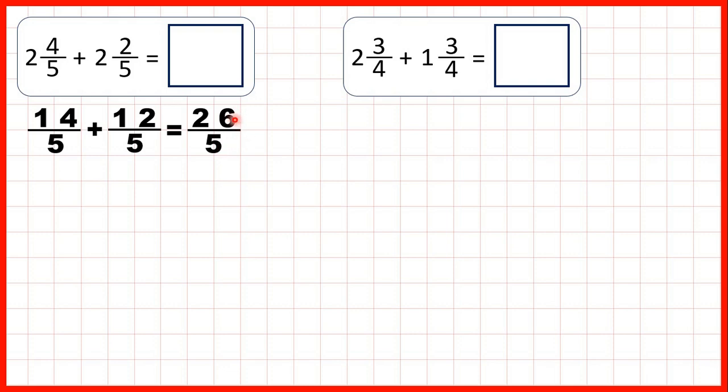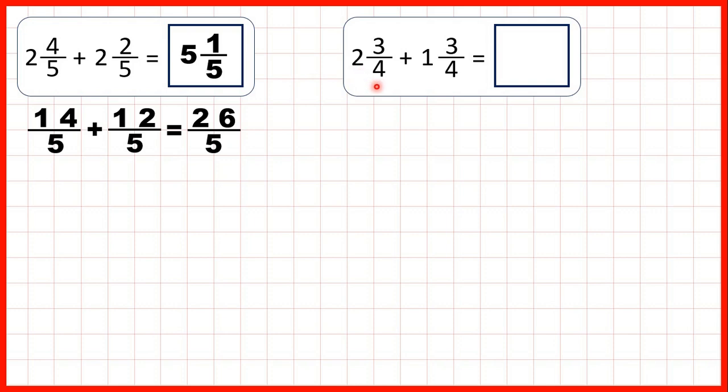But we can change that back into a mixed number by dividing. 26 divided by 5 is 5 remainder 1. So our answer is 5 1/5, because 5 times 5 is 25, and then we need one more to get to 26, so to get to the numerator of our improper fraction.